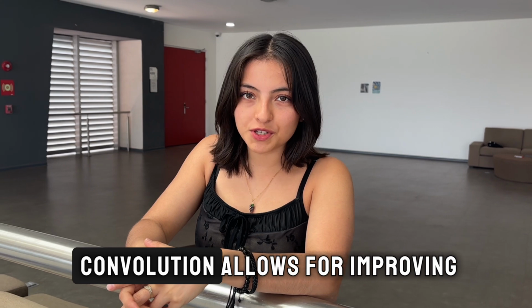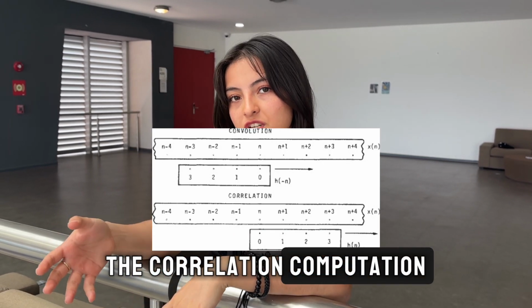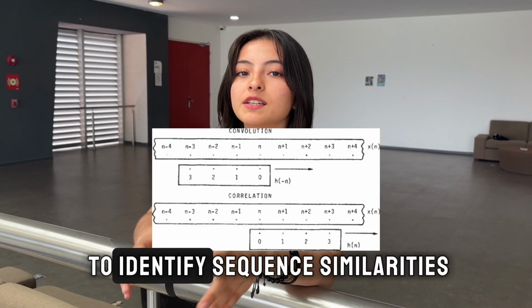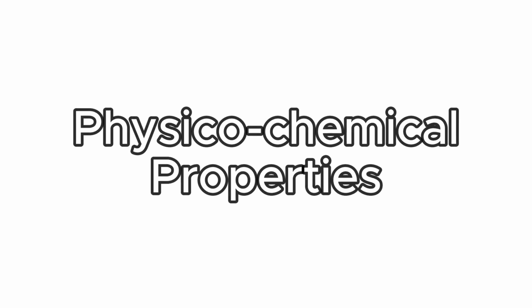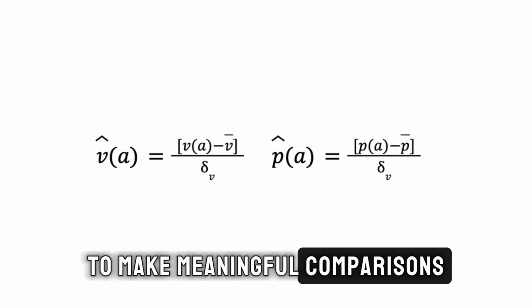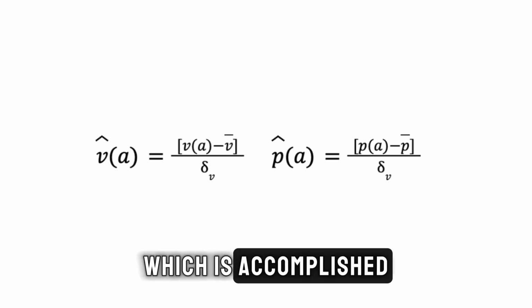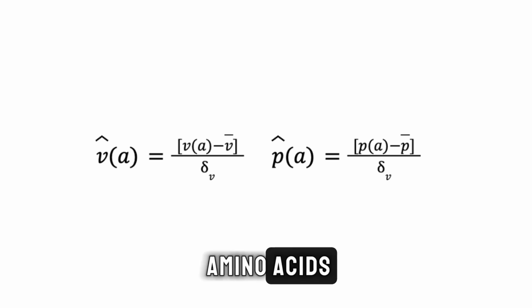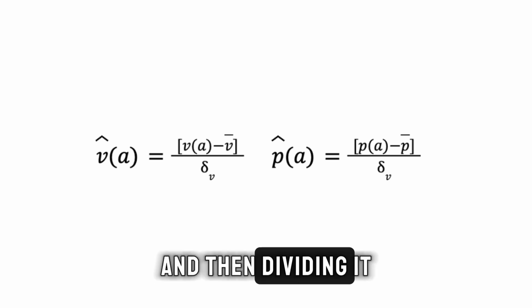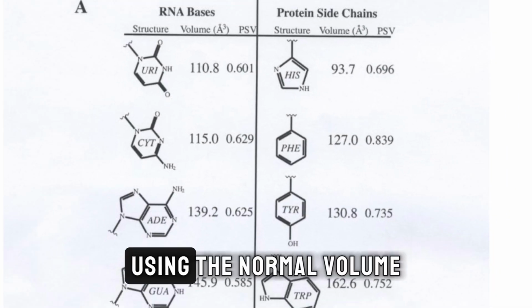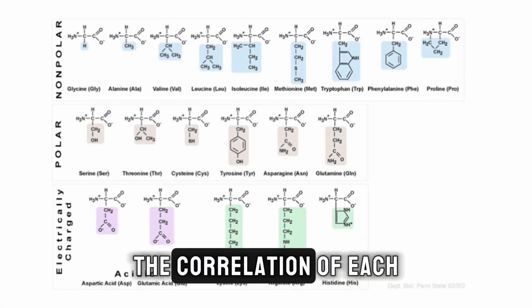The use of linear convolution allows for improving the correlation computation, making it more efficient to identify sequence similarities. The number of amino acid sequence expressions is related to the difference between physicochemical properties of both amino acids, mainly polarity and volume. To make meaningful comparisons, it's necessary to normalize the data corresponding to these properties, which is accomplished by subtracting the average of the group of amino acids from the individual value and then dividing it by the standard deviation. Using the normal volume and normal polarity, the correlation of each property leads to the correlation function.